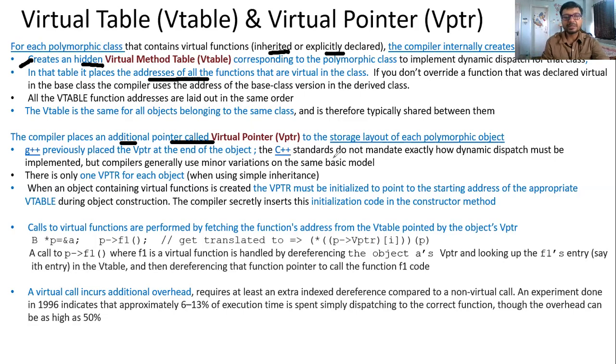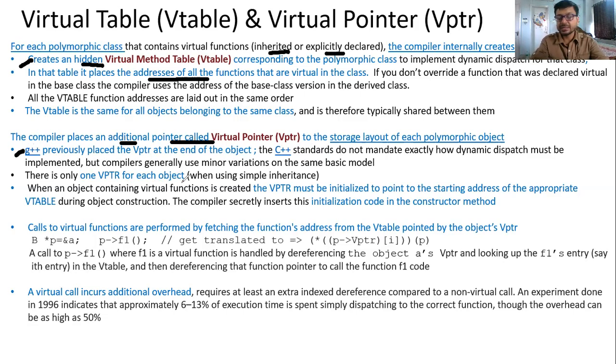There is no hard and fast rule defined. In the C++ standards, there is no mandate on where this is to be implemented, and compilers implement it in some form, like G++ previously placed the VPTR at the end of the object. So we'll also show it accordingly. And there is one VPTR for each object. So each object will have one VPTR, which is for simple inheritance.